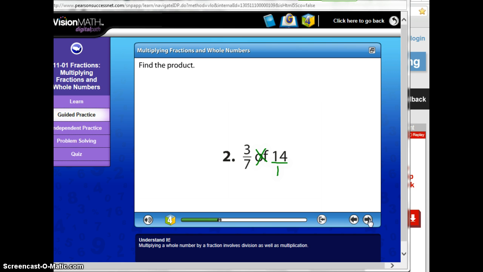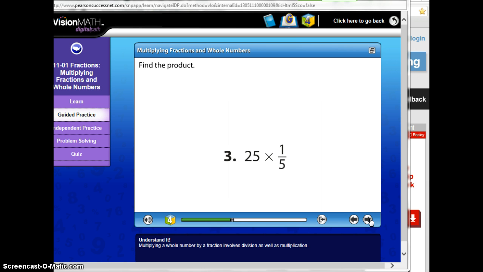So let's look at 7 and 14. What's the largest number I can divide both of those by? 7. How many 7s are in this number? How many 7s are in this number? Let's multiply our tops. Multiply our bottoms. 6 over 1 is the same thing as, there you go. Now, as we're doing these practice examples today, I want you to think to yourself, what's the strategy that works best for me? What am I quickest and most efficient at?